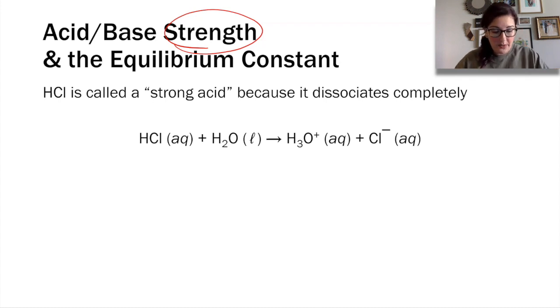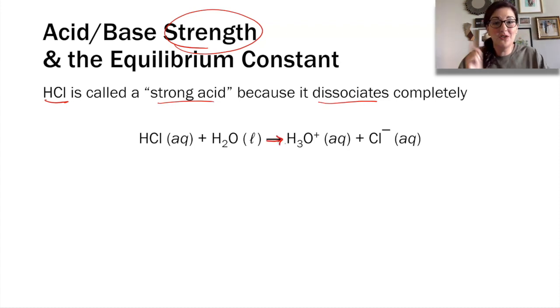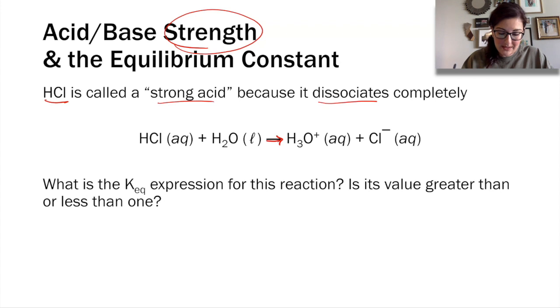Okay, so if we look at our reaction of HCl, HCl is called a strong acid because it dissociates completely, right? That bond between the hydrogen and the chlorine is completely broken. That's why we write this arrow here, right? We write it as a unidirectional arrow because what we say is that there's essentially 0 HCl left over at equilibrium, okay? So because it's a very strong acid, we're essentially saying it is completely product favored.